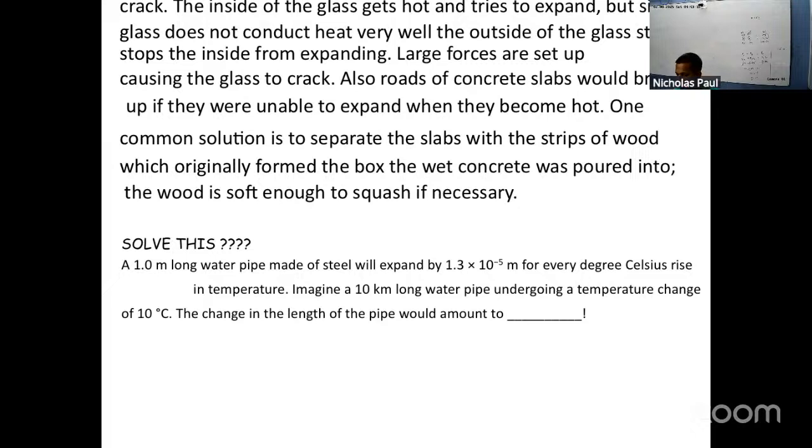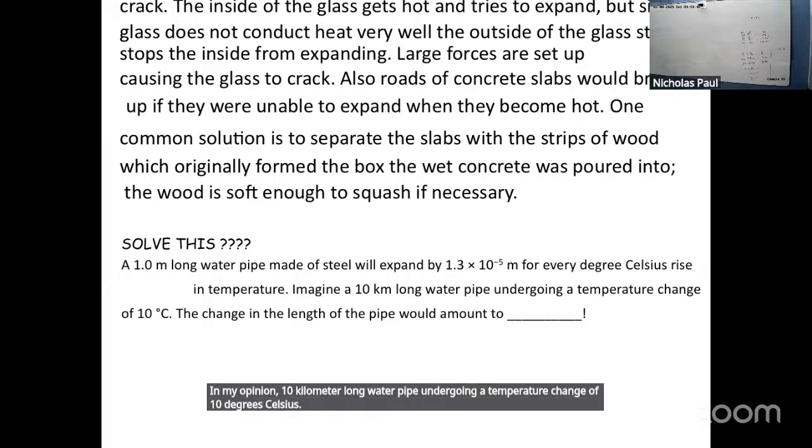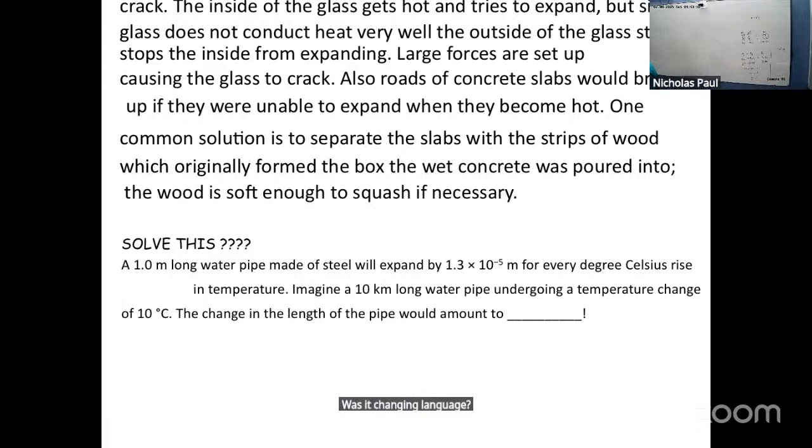Right, so a 1 meter long pipe made of steel will expand by this much for every degree Celsius rise in temperature. Imagine a 10-kilometer long water pipe undergoing a temperature change of 10 degrees Celsius. What is its change in length? Take your time, right? Just work it out for 1 degree and then work it out for 10 degrees.